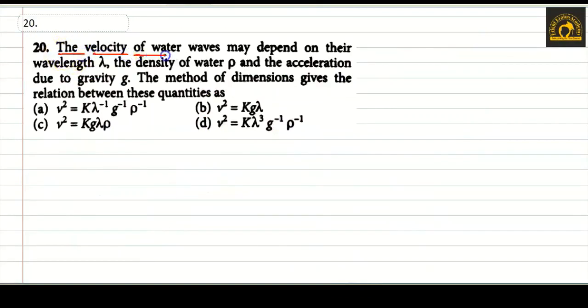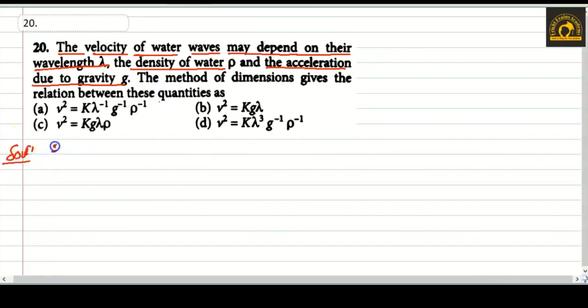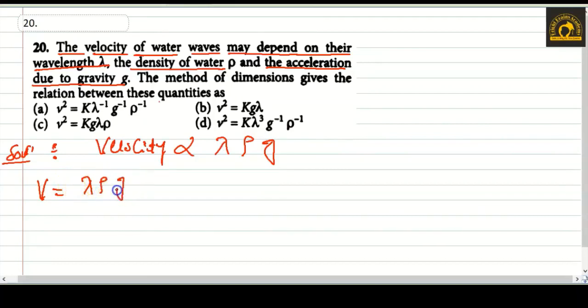The velocity of water waves may depend on their wavelength, density of water, and acceleration due to gravity g. Derive the relation of these quantities by the method of dimensions. Okay, so let's see the solution. The velocity is directly proportional to the wavelength, density, and acceleration due to gravity. So velocity is equal to wavelength, density, g. The powers are unknown, x, y, and z.